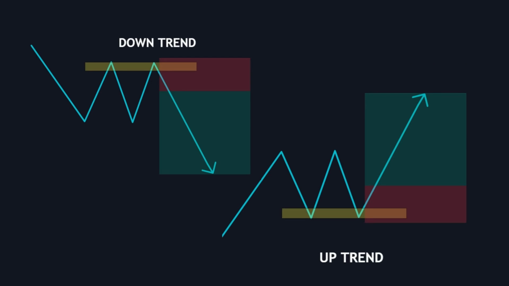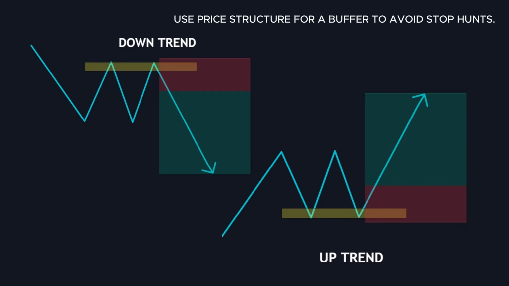4. Set stop loss. Place stop loss below the pullback low in an uptrend or above the high in a downtrend. Use price structure for a buffer to avoid stop hunts.